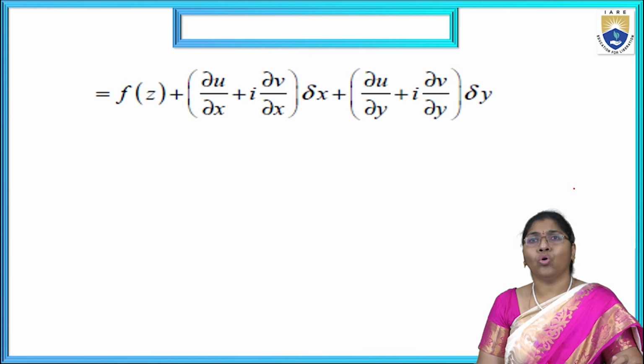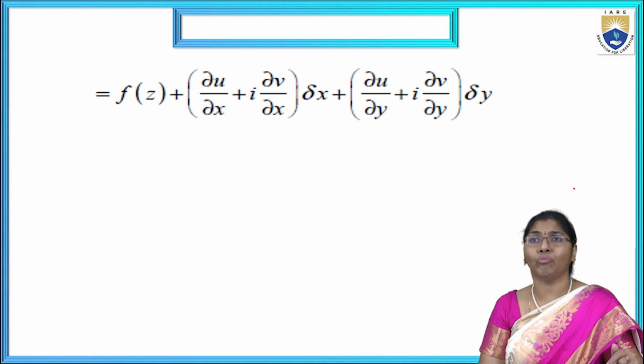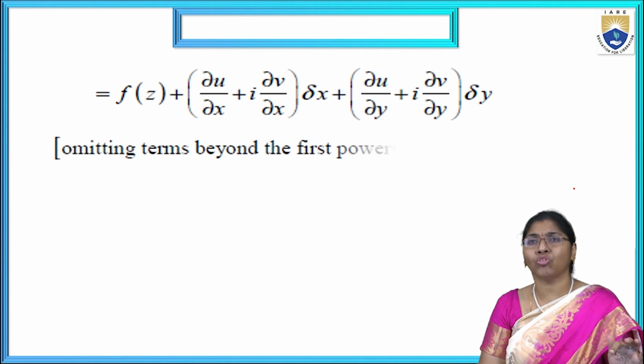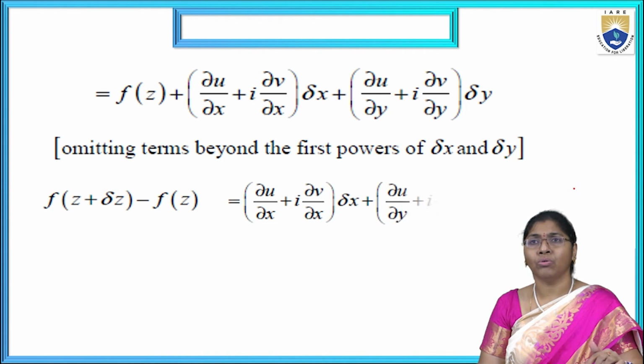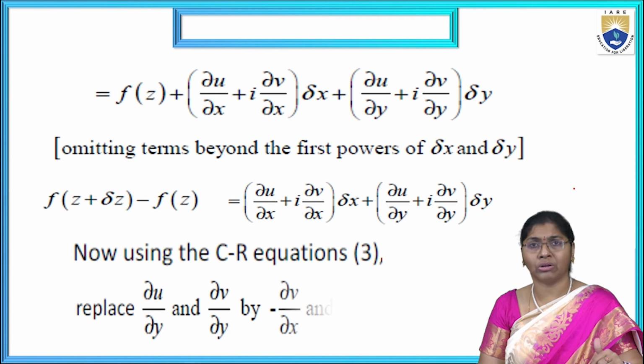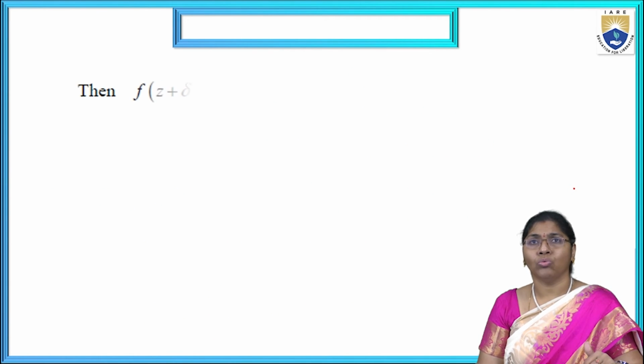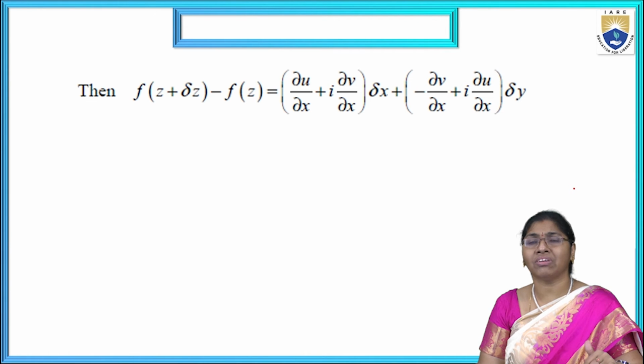f of z plus delta z equals f of z plus (dou u by dou x plus i dou v by dou x) into delta x plus (dou u by dou y plus i dou v by dou y) into delta y. Now omitting the terms of the first powers of delta x and delta y, we get f of z equal to dou u by dou x plus i dou v by dou x. Now by using Cauchy's equations, equation 10 can be replaced by dou u by dou y equal to dou v by dou x, and similarly minus dou v by dou x equal to dou u by dou y, respectively. Now f of z plus delta z minus f of z equals the same above equation.